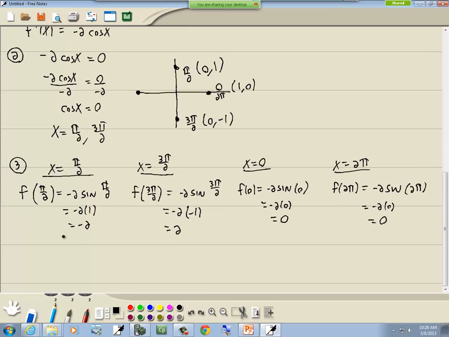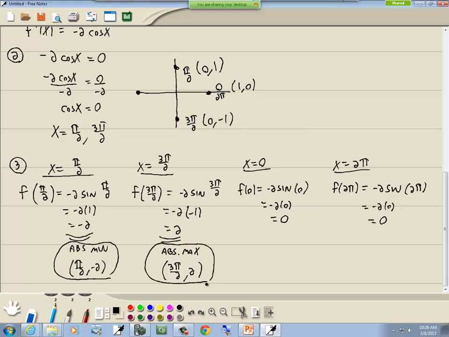The smallest value is this one right here. So this is going to be our absolute min at pi over 2, negative 2. This one's our largest value, so this is going to be our absolute max at 3 pi over 2, 2. And those would be our answers.